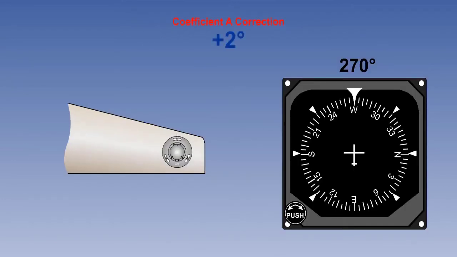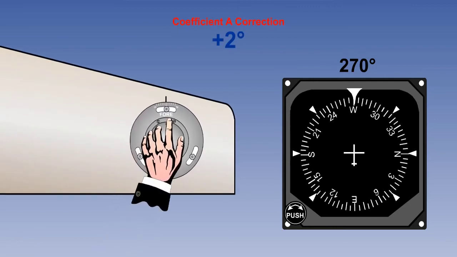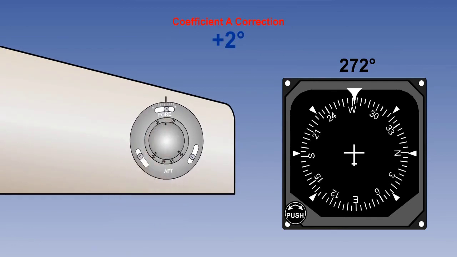Error due to coefficient A is removed by turning the compass to realign the lubber line with the fore and aft axis of the aircraft. Let's say the error is plus 2 degrees. Error due to coefficients B and C are removed or minimized by creating local magnetic fields with additional magnets which are equal and opposite to the aircraft's magnetic field.